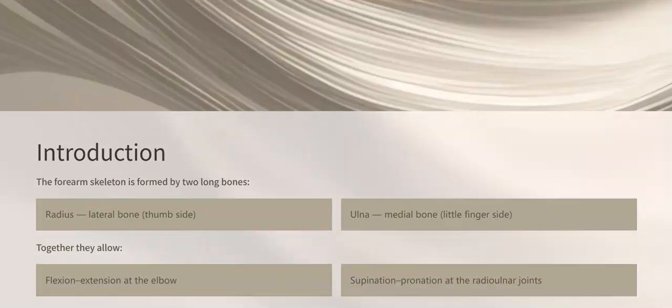1. Introduction. Let's start with the basics. The forearm consists of two long bones: radius on the lateral side, thumb side, and ulna on the medial side, little finger side. Together, these bones allow flexion and extension at the elbow, and supination and pronation of the forearm. Important concept: the radius moves and rotates. The ulna remains stable and acts as a supporting pillar.